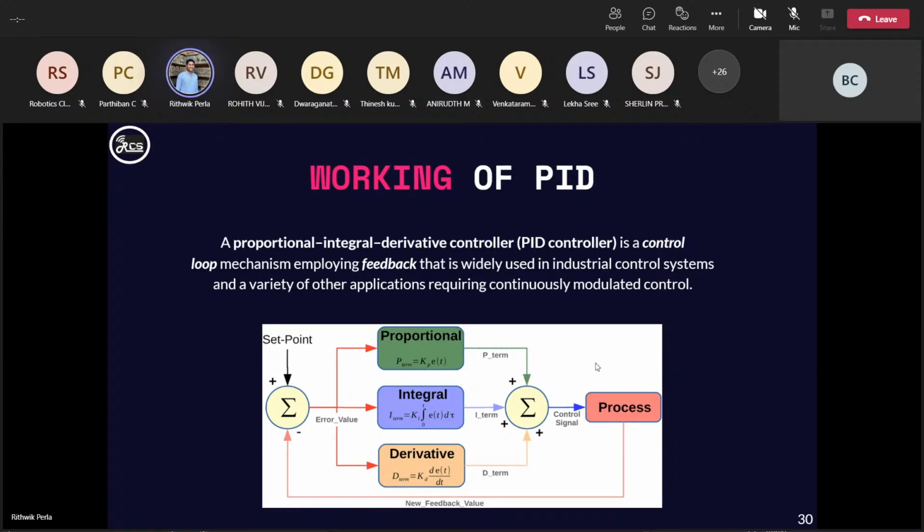Why only proportional, integral, derivative? Because proportional, integral, derivative carries over most of the arithmetic operations. As you all know, integral is nothing but addition, repeated addition. Differentiation, or derivative, is nothing but repeated subtraction. Proportional is nothing but the division part or the multiplication part.